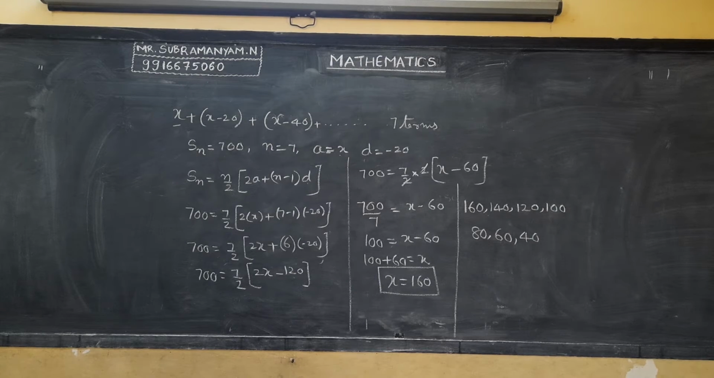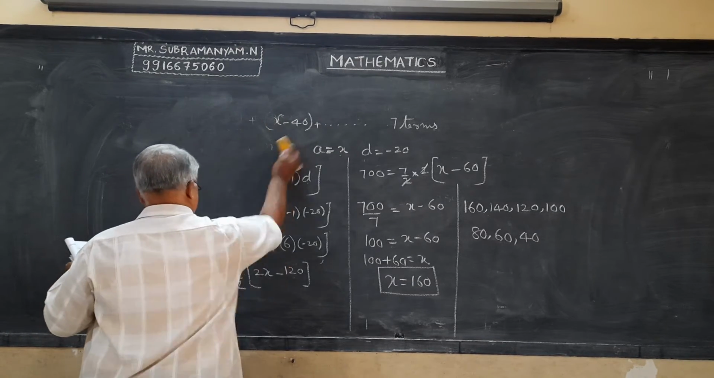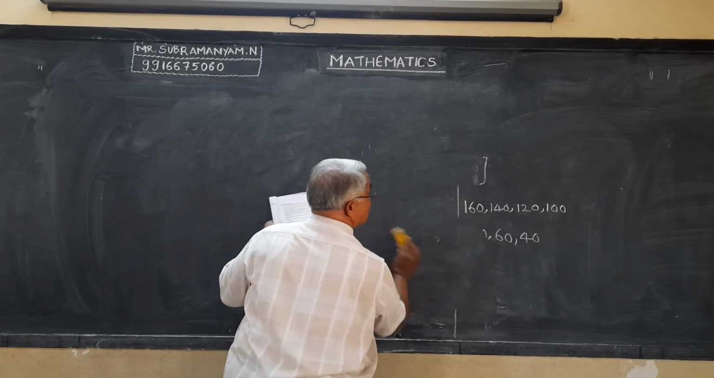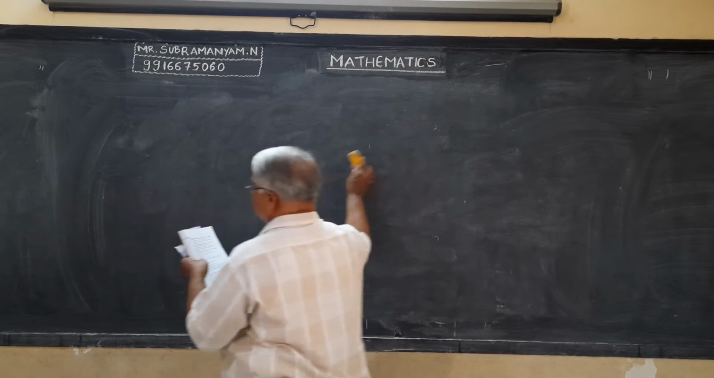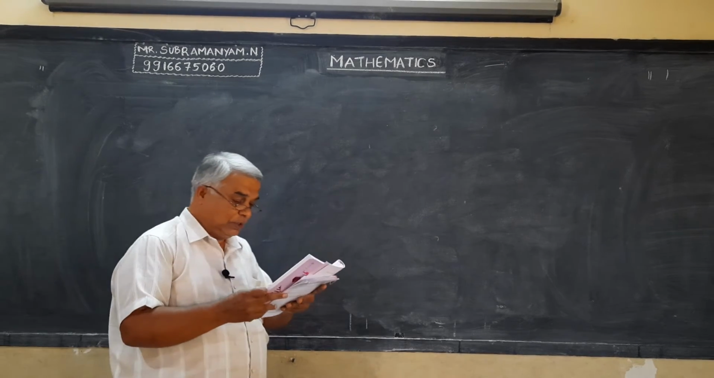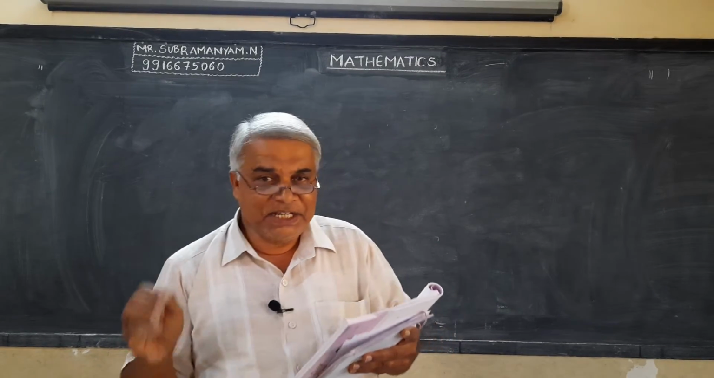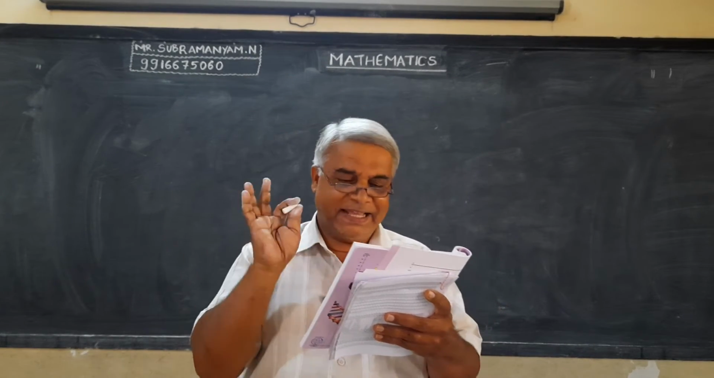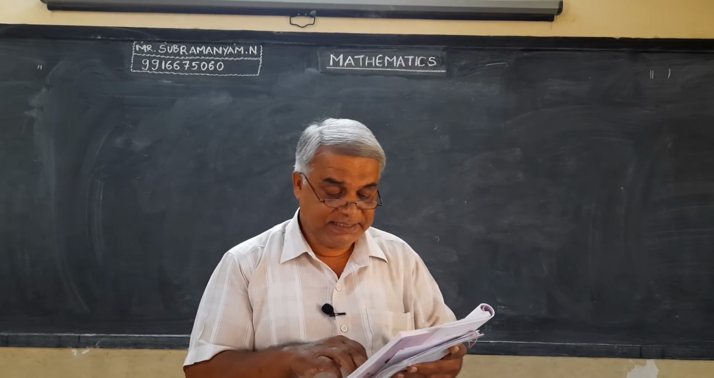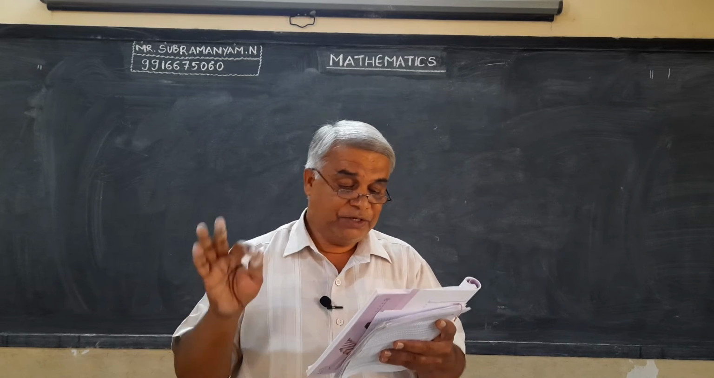Okay, children. Now we will continue with the next problem. The problem is like this. In a school, students thought of planting trees, what we say Vana Mahotsava. It is better to plant trees. In a school, students thought of planting trees in and around the school to reduce air pollution.